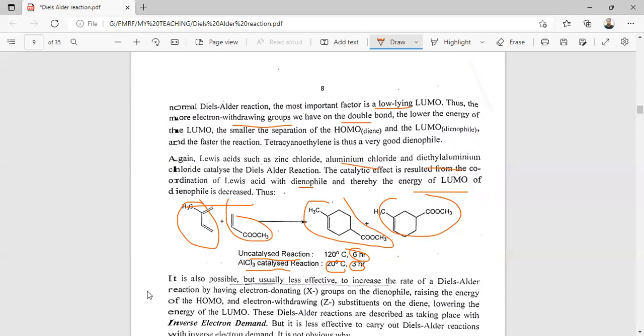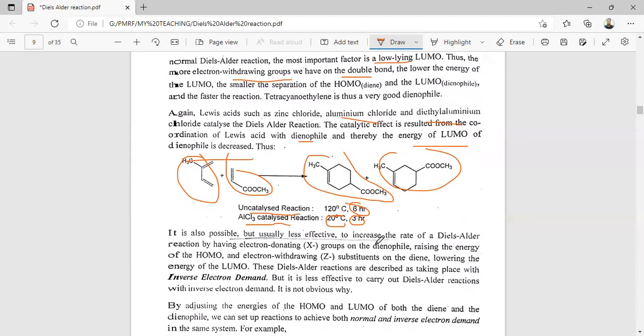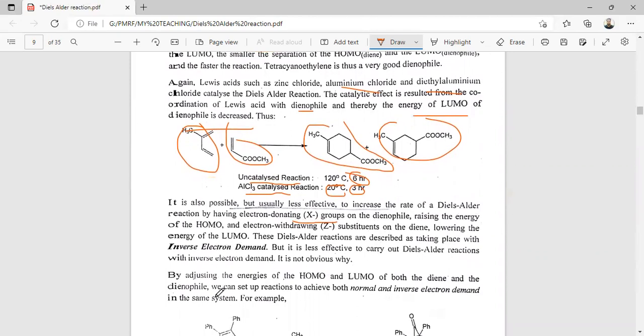It is also possible, but usually less effective, to increase the rate of the Diels-Alder reaction by having electron donating X groups on the dienophile, raising the energy of the HOMO, and electron withdrawing substituents on the diene, lowering the energy of the LUMO. So these Diels-Alder reactions take place with inverse electron demand, but this is less effective. It is not obvious why.